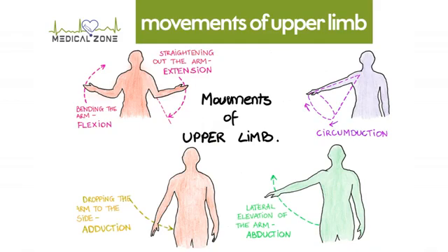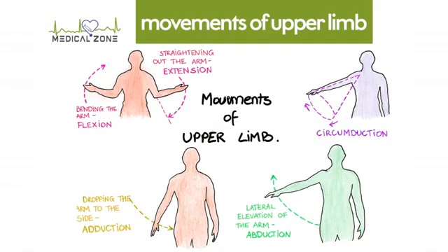Next movement is extension. It is opposite of flexion, when extensor or dorsal surfaces are brought in approximation. Example is straighten the arm and forearm at elbow joint, which is called as elbow extension.